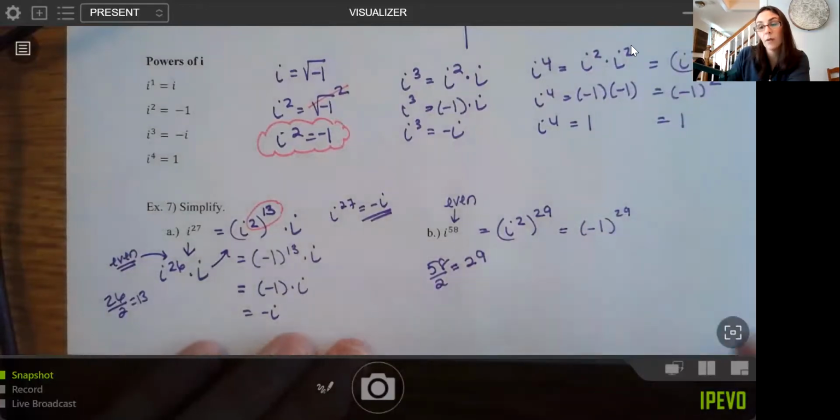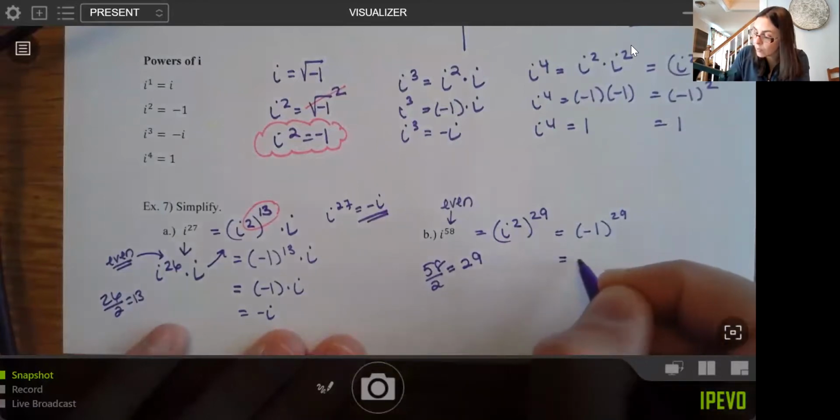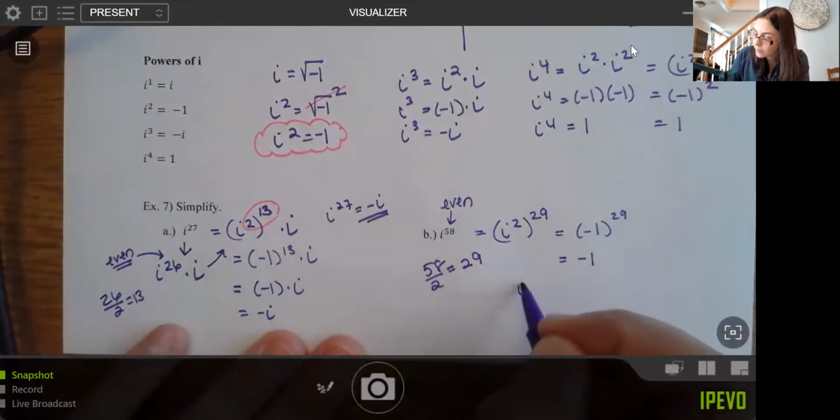And then think about this. If you have -1 multiplied 29 times, it's either going to be positive or -1. And because I have that extra odd value there, I'm going to have an extra negative. So I'm going to have this -1 as my final answer.